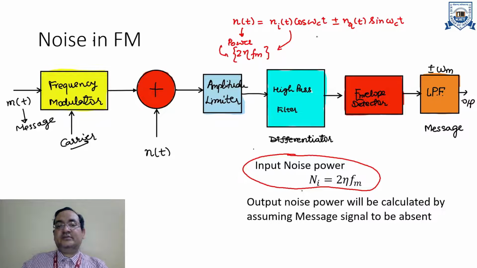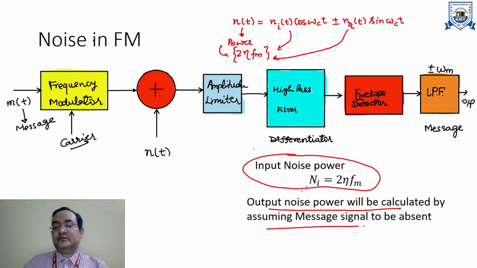Again, the power of n_i(t) will be the same as the power of n_q(t). So I've just taken the direct expression of Ni, which is equal to 2 eta fm. The output noise power will be calculated by assuming the message signal to be absent, right? So I have my input noise power.